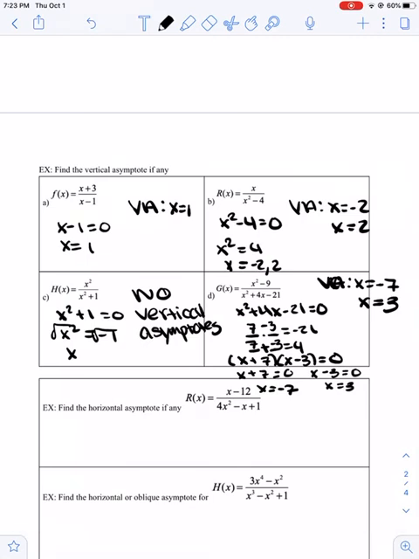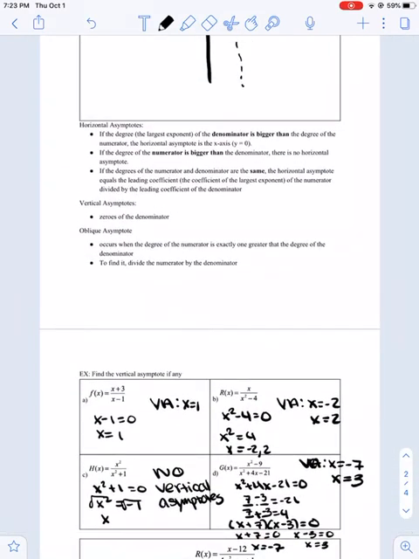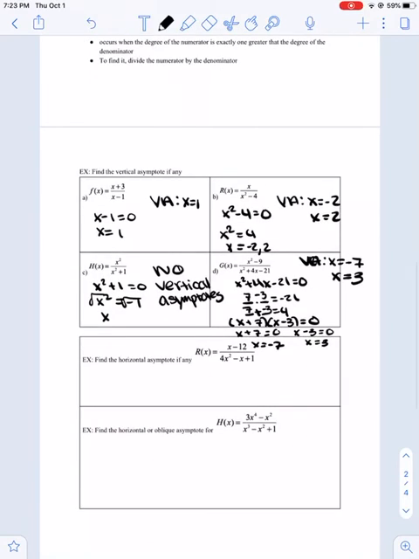Now we're going to go ahead and start looking at the horizontal asymptotes. So to look at the horizontal asymptote, we need to check out those degrees. And it looks like the degree in the numerator is less than the degree in the denominator. And if we go back and look at our rules, this says that the horizontal asymptote is going to happen at y equals 0. So we have a horizontal asymptote at y equals 0.